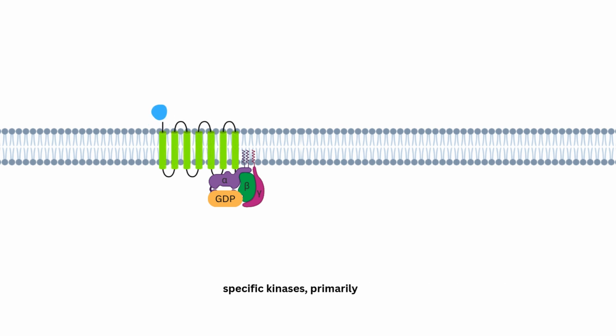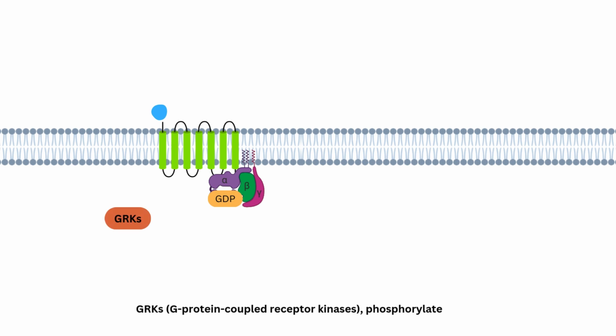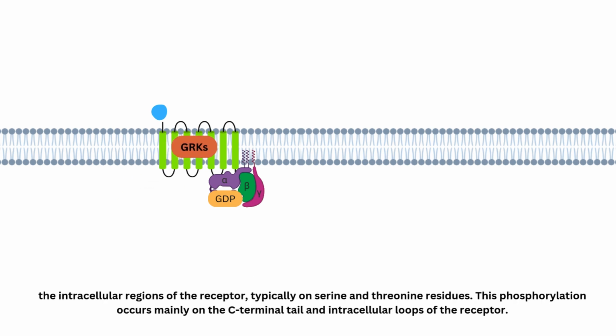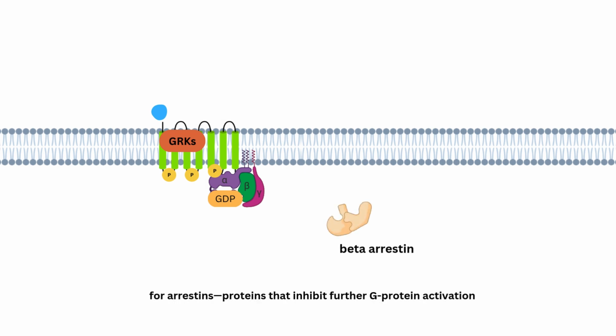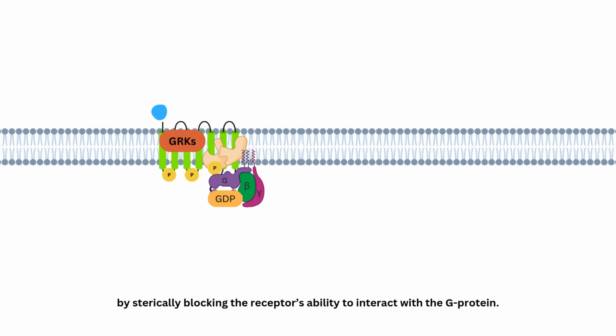Specific kinases, primarily GRKs, G-protein-coupled receptor kinases, phosphorylate the intracellular regions of the receptor, typically on serine and threonine residues. This phosphorylation occurs mainly on the C-terminal tail and intracellular loops of the receptor. The phosphorylation of the GPCR serves as a binding site for arrestins, proteins that inhibit further G-protein activation by sterically blocking the receptor's ability to interact with the G-protein.